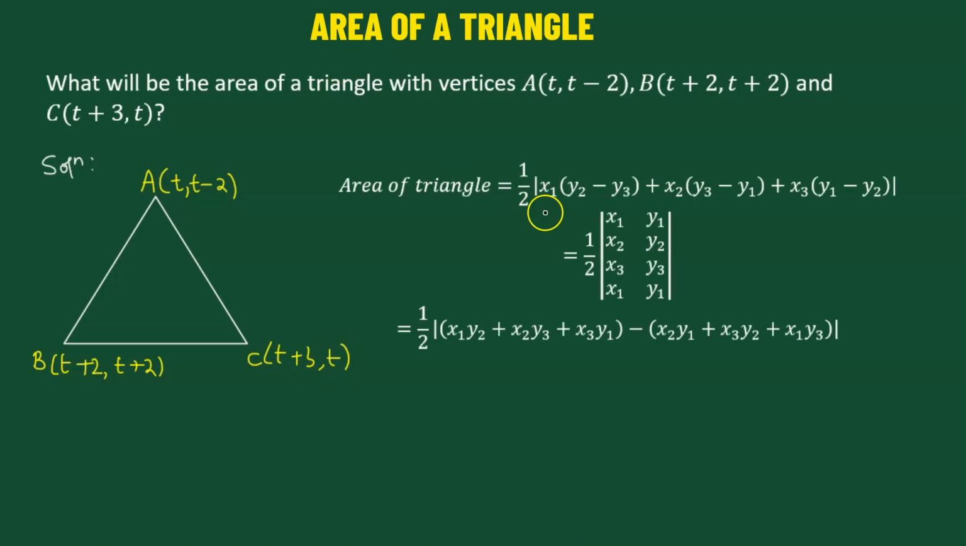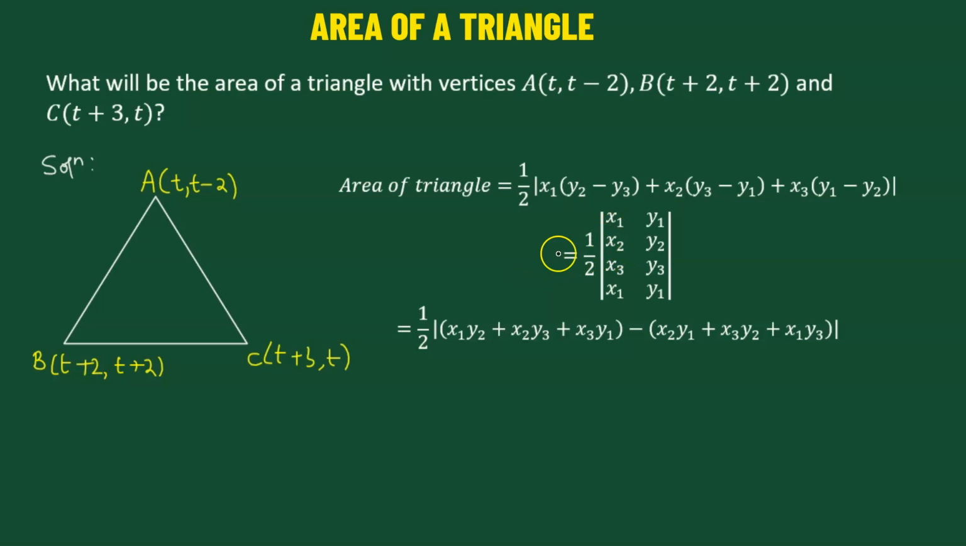So to find out the area of the triangle, we can use the formula half of the absolute value of x1 times (y2 minus y3) plus x2 times (y3 minus y1) plus x3 times (y1 minus y2), where (x1, y1), (x2, y2), and (x3, y3) are the coordinates of the vertices of the triangle. So this is one way of finding out the area of the triangle. There is one more way.